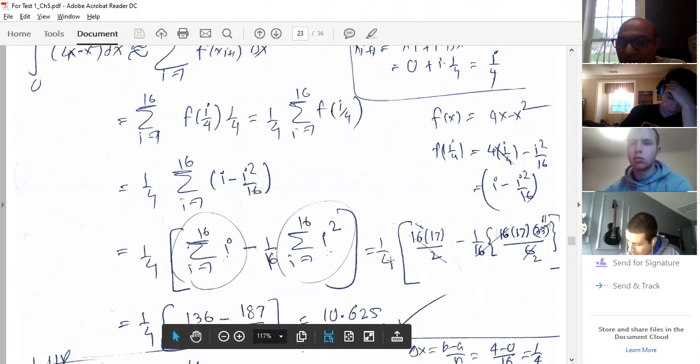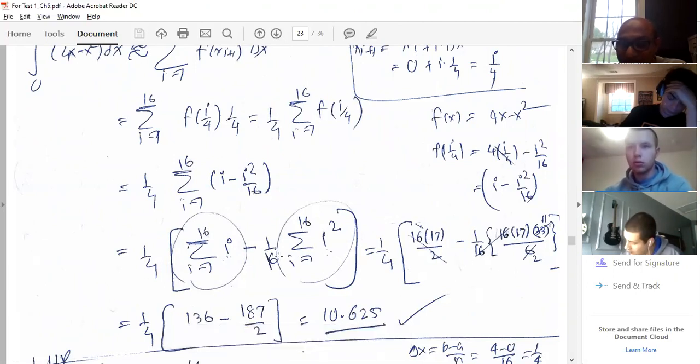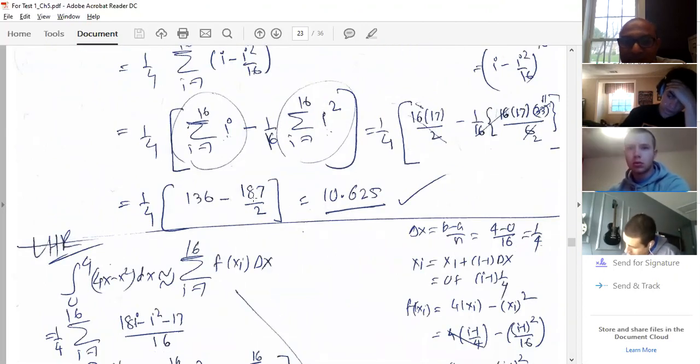Minus. Now I use the curly bracket. Why? Because my 16 is out. And then the summation of i squared is n times (n plus 1) times (2n plus 1). 2n means 2 times 16, which is 32, plus 1 is 33, divided by 6. All are in multiplication, so you can cancel the common things and we get something like this: 136 minus 187 by 2, with 136 from this one, 17.